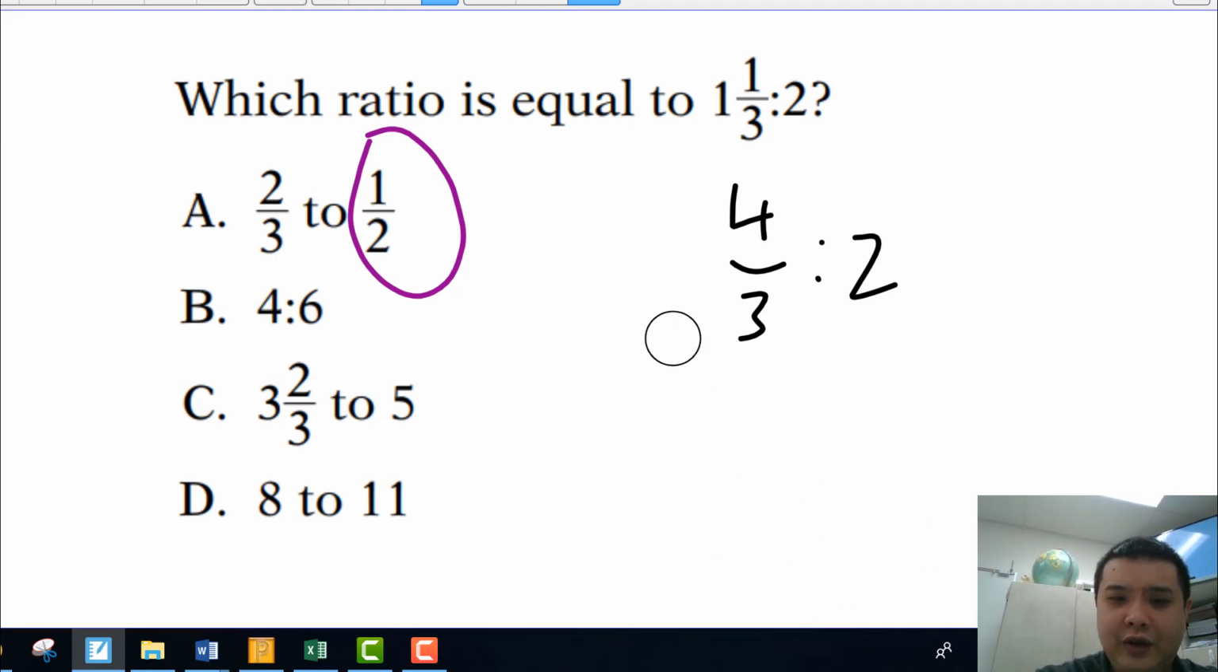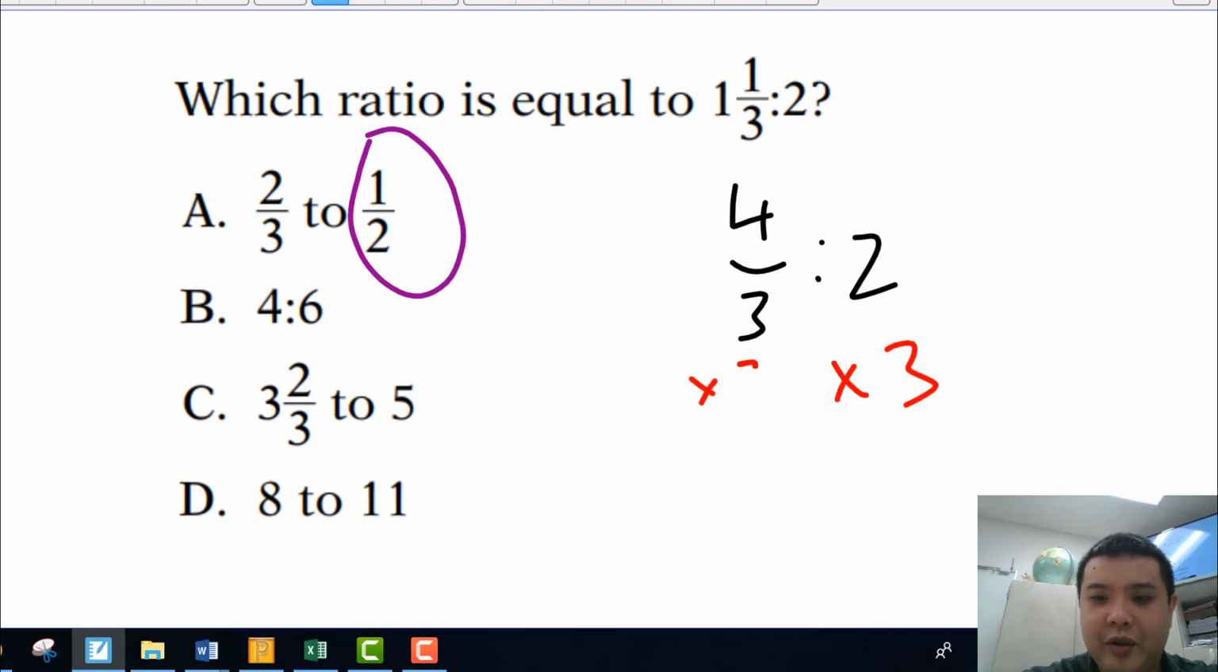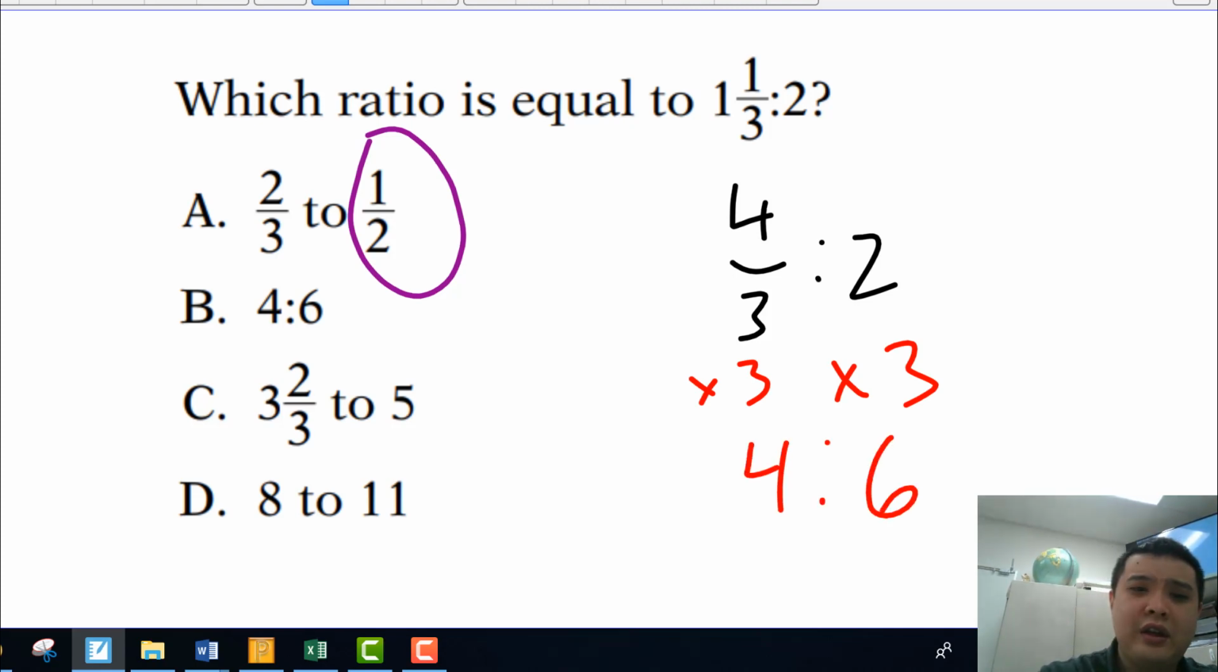What about if we did this one? What do I have to do to 2 to get to 6? Well, what I need to do is multiply that by 3. And if I multiply both of these by 3, we get the 6 that we're looking for, but what we get over here is 4. That is the same thing. Okay, so therefore it is going to be B.